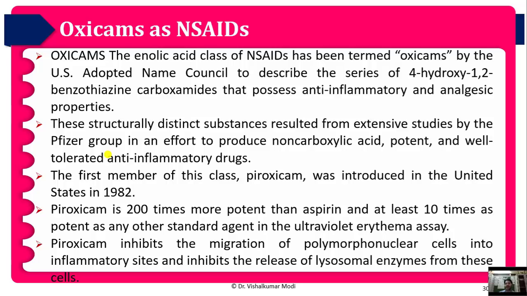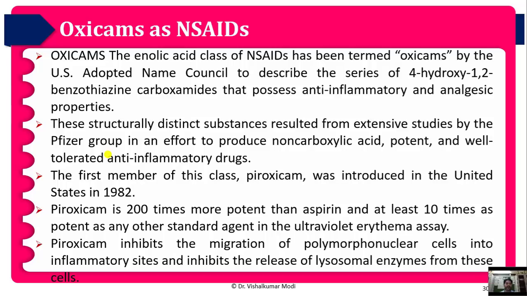Oxicams, the enolic acid class of NSAIDs, has been termed oxicams by the US Adopted Name Council to describe the series of 4-hydroxy-1,2-benzothiazine carboxamides that possess anti-inflammatory and analgesic properties. This structurally distinct substance resulted from extensive study by the Pfizer group in an effort to produce non-carboxylic acid, potent and well-tolerated anti-inflammatory drugs.